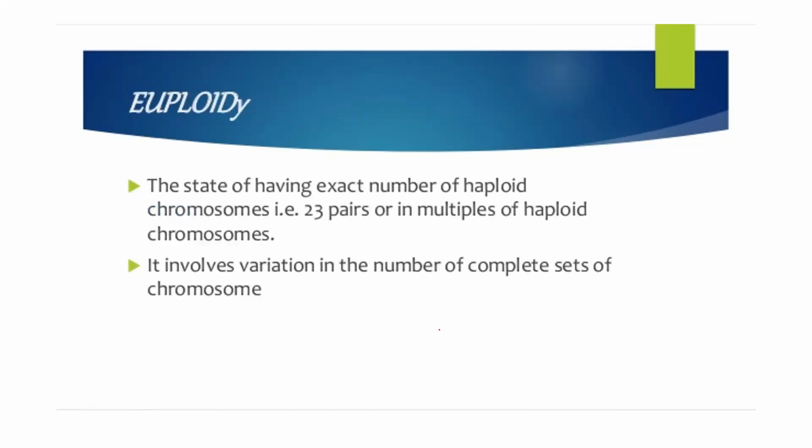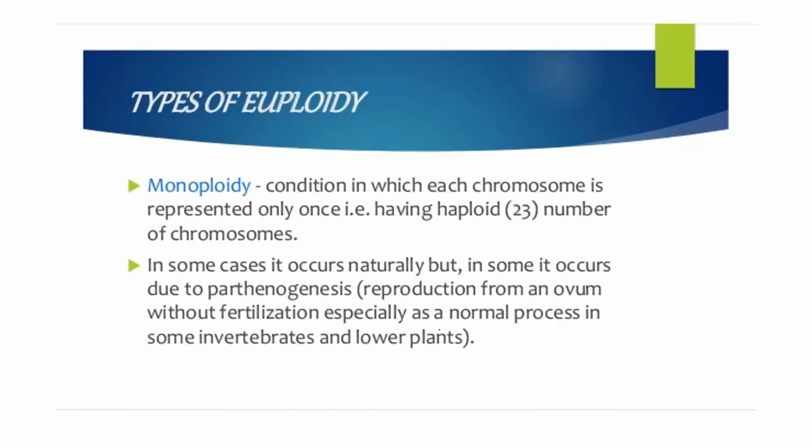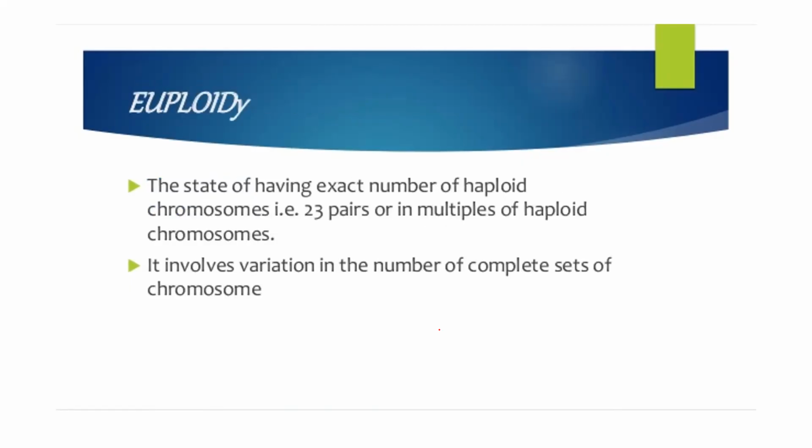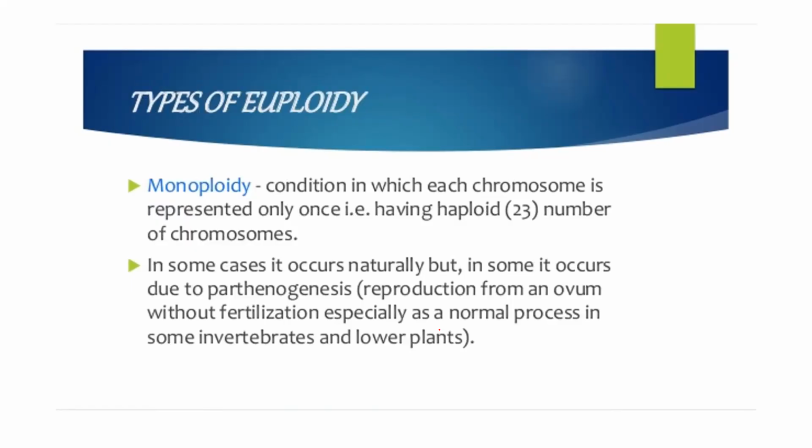Firstly, euploidy is the state of having the exact number of haploid chromosomes, that is 23, or multiples of the haploid chromosome. So it involves variation in the number of complete sets of the chromosome. Variation in the complete set of chromosomes is euploidy.